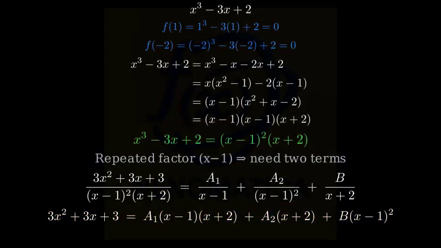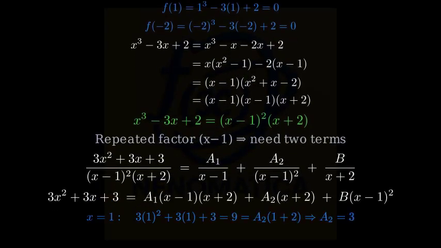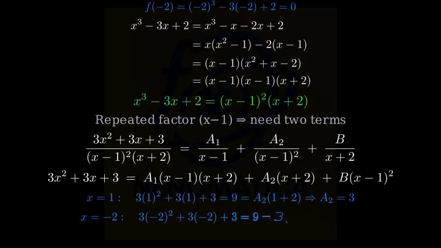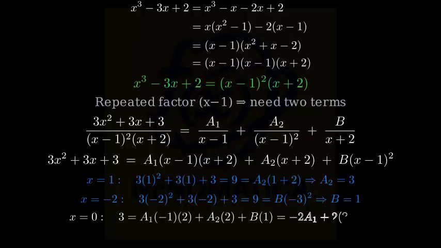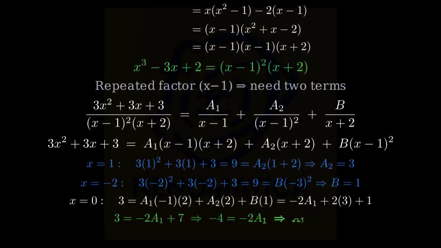Step 4. Pick values of x to simplify terms. Plug in x equals 1. All terms with x minus 1 vanish, leaving 3a2 equals 9, so a2 equals 3. Plug in x equals negative 2. All terms with x plus 2 vanish, leaving 9 equals 9b, so b equals 1. Now pick a convenient third value, like x equals 0, to solve for a1. This yields 3 equals negative 2a1 plus 7, so a1 equals 2.